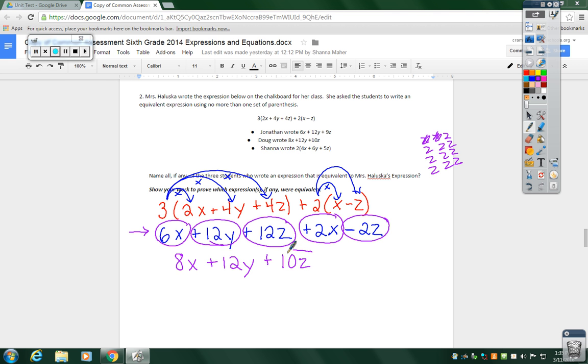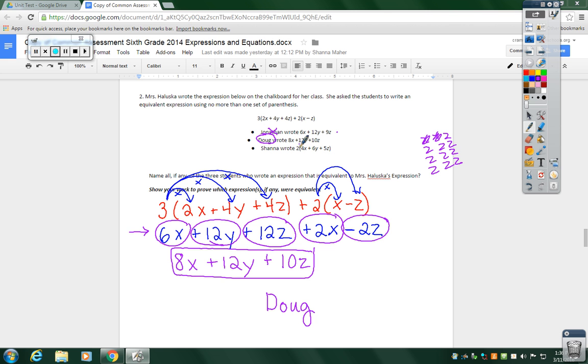So I'm going to check Mrs. Haluska's students. Jonathan has 6x plus 12y plus 9z. I know he is not correct because we have 8x's, he only has 6x's. Okay, now I'm going to go to Doug's response. Doug's response matches Mrs. Haluska's combined like terms version, so I know Doug is correct. But I'm not done there. I still have to check Shanna.